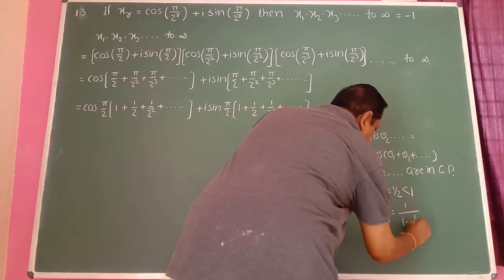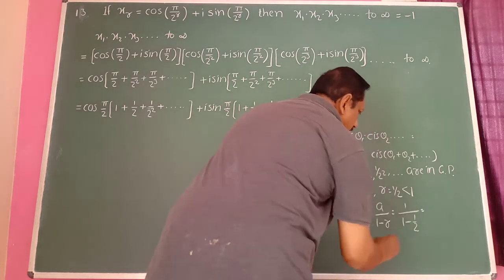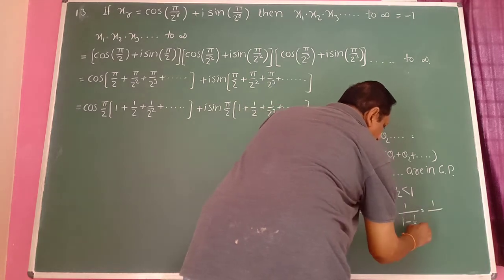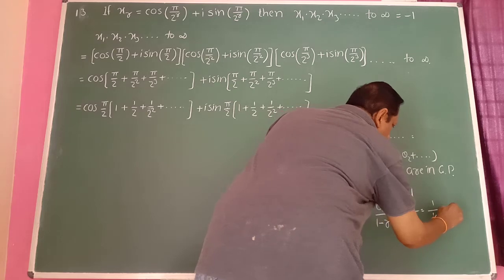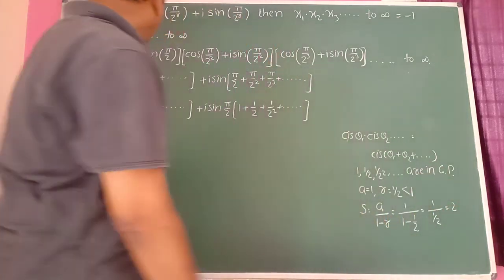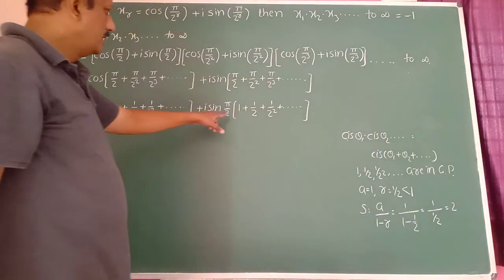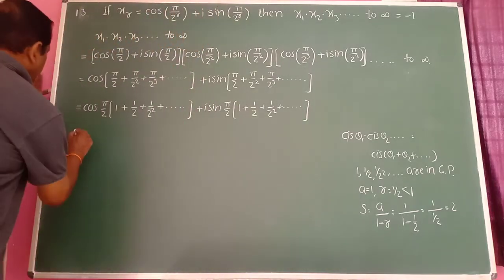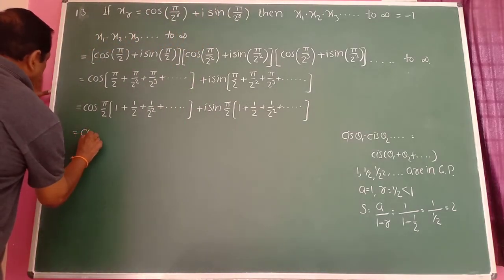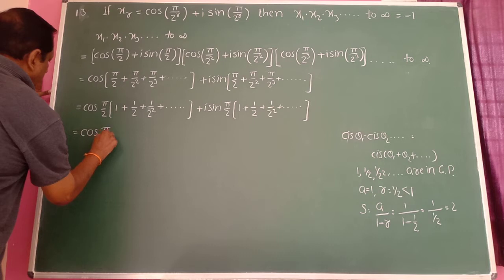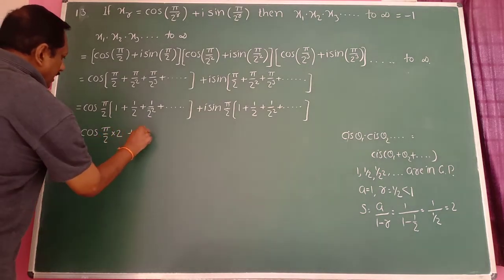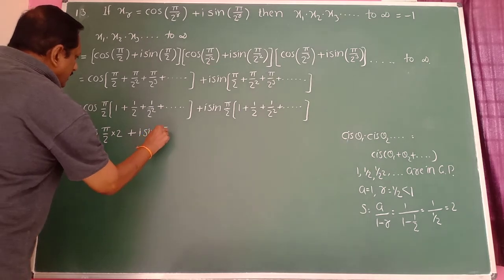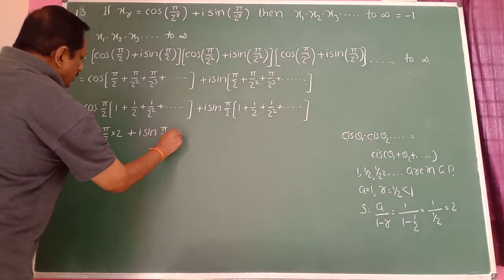Then a value 1, 1 minus 1 by 2. Therefore, 1 divided by 2, ones are 2, 2 minus 1 becomes 1. 1 by 2 here. 1 by 2 goes to the numerator, it gives 2. Therefore, its sum is 2 here. Therefore, this is equal to cos of pi divided by 2 into 2 plus i into sine of pi divided by 2 into 2 here.